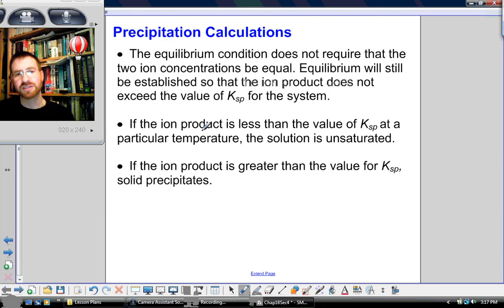Precipitation calculations. The equilibrium condition does not require that the two ion concentrations be equal. Equilibrium will still be established so that the ion product does not exceed the value of KSP for the system. If the ion product is less than the value of KSP at a particular temperature, the solution is unsaturated. If the ion product is greater than the value of KSP, a solid will precipitate.